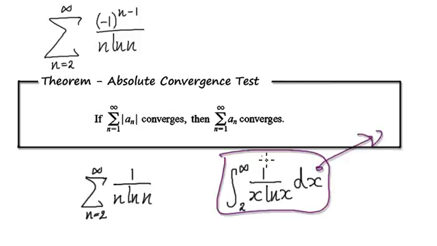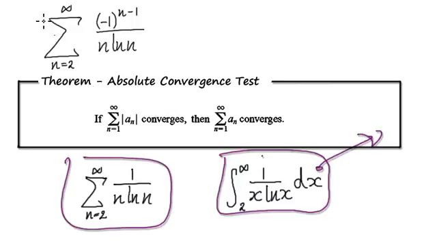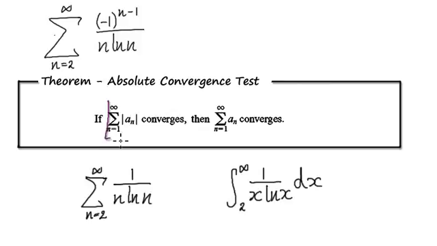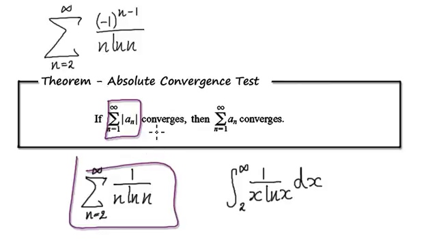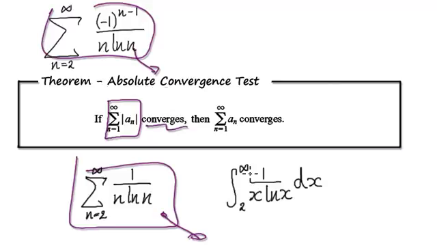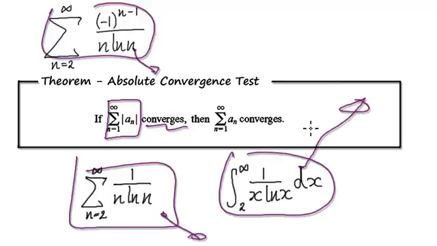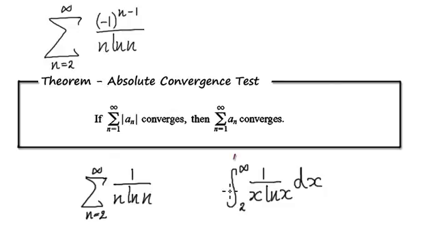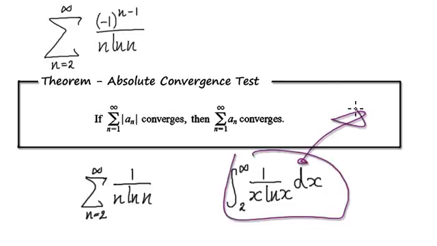So we can't really say anything about this, because the test says that if the absolute version of what you're trying to investigate converges, then the original converges. But this absolute version diverges, so we can't deduce anything. We can only deduce something if the absolute version converges. If it converges, then the original converges. But in our case, it diverges.